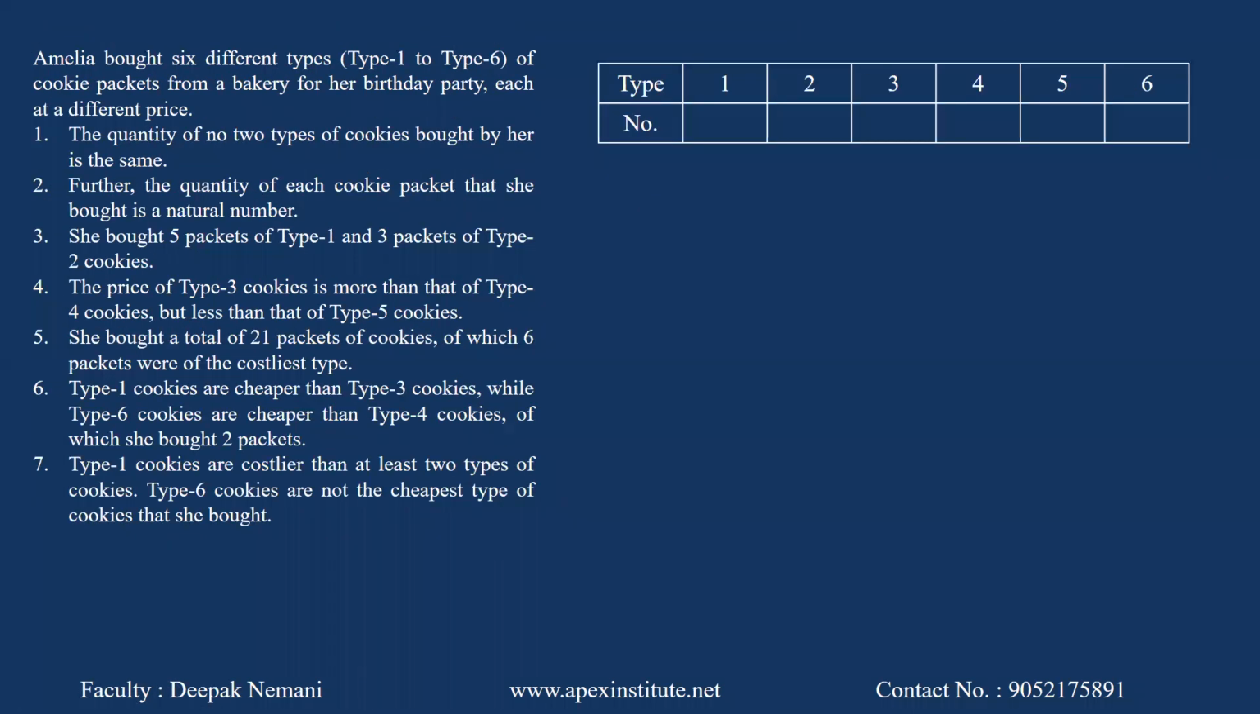So Amelia bought 6 different types of cookie packets from a bakery for her birthday party, each at a different price. Now the quantity of no 2 types of cookies bought by her is same. Further, the quantity of each cookie packet that she bought is a natural number. She bought 5 packets of type 1, 3 packets of type 2. The price of type 3 cookies is more than that of type 4 cookies. It's more than type 4 cookies, but less than type 5 cookies. This is the ordering of price.